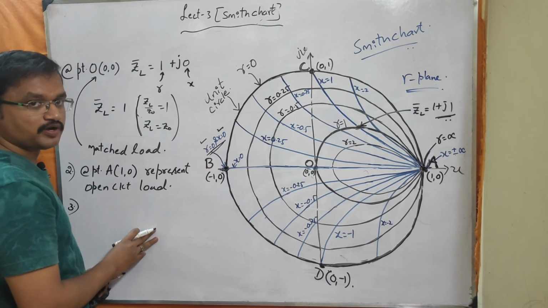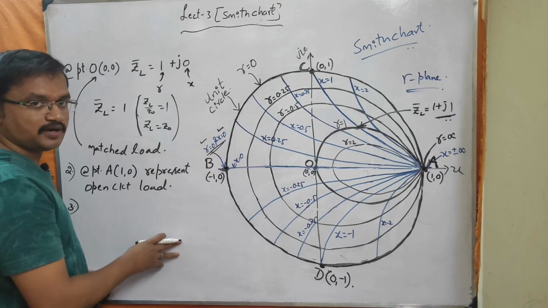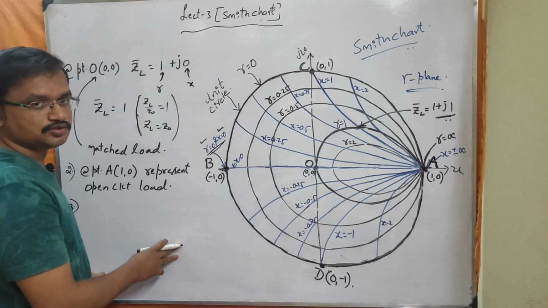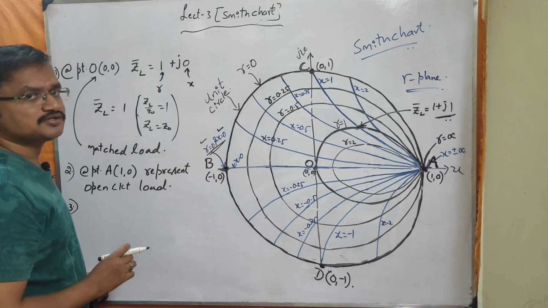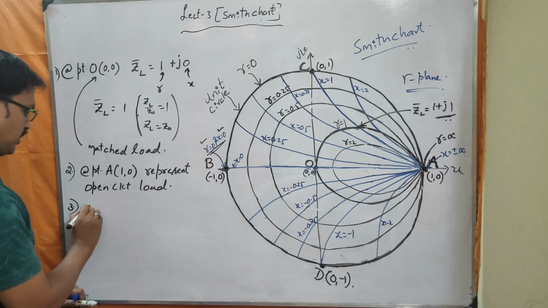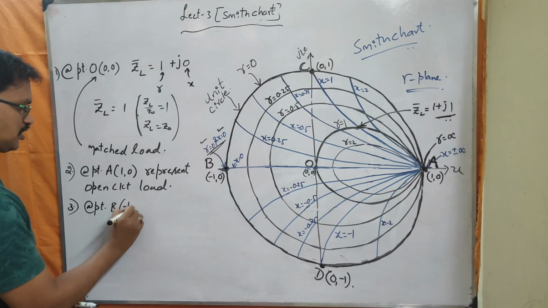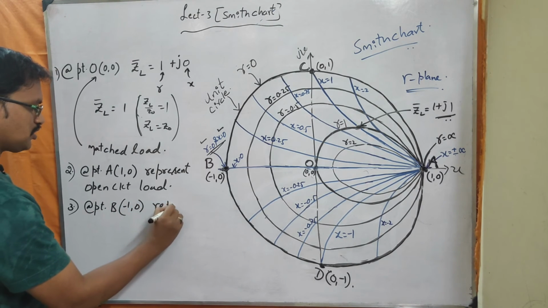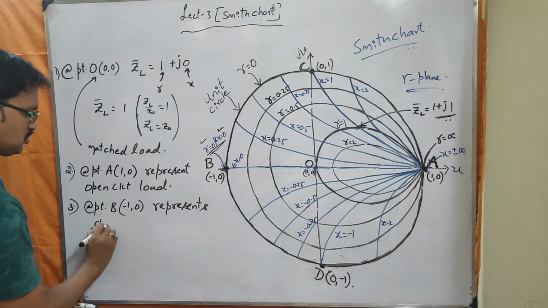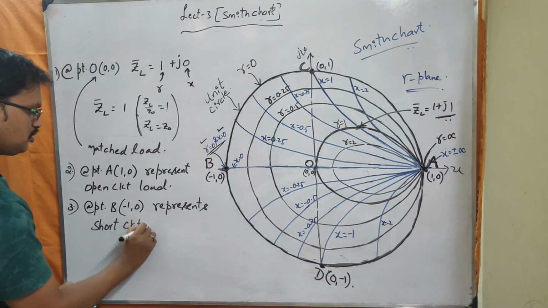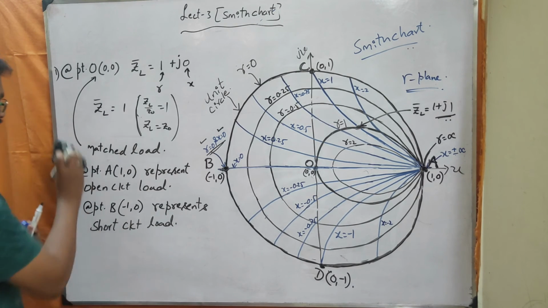Okay, so that means what is the load impedance at this point here? Load impedance value is equal to what? R equal to 0, X is equal to 0 means ZL bar is equal to 0. Understood? So impedance is equal to 0 means it represents what? Short circuit point. Okay, so point B of minus 1 comma 0 represents short circuit load. Okay, next.